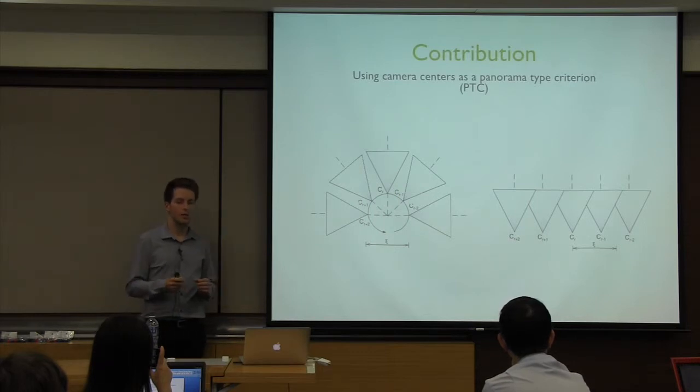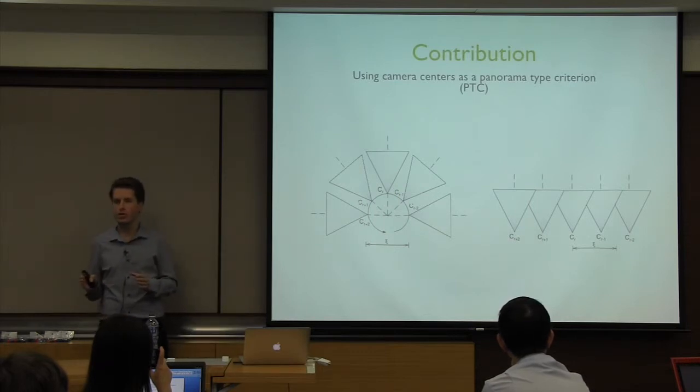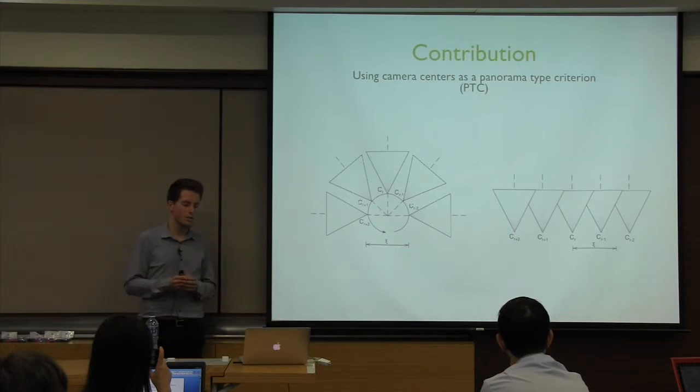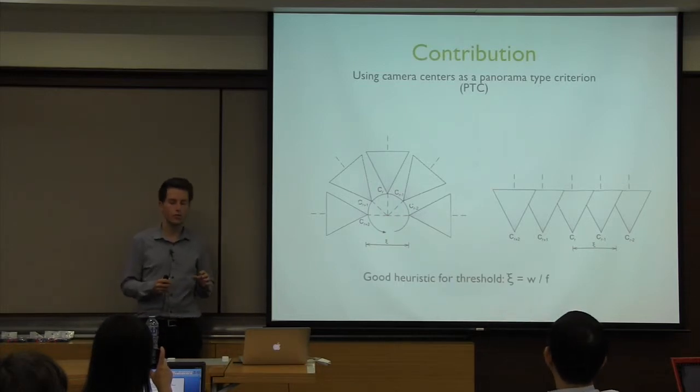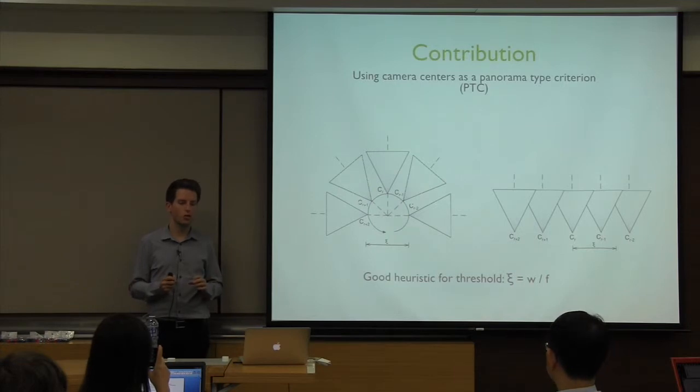But if there is larger translation between the camera centers, then we know it's a large translational motion, and it's a planar panorama. And in order to determine this threshold, we found that a good heuristic would be the normalized camera width, which we obtain by dividing the camera width in pixels by the focal length.